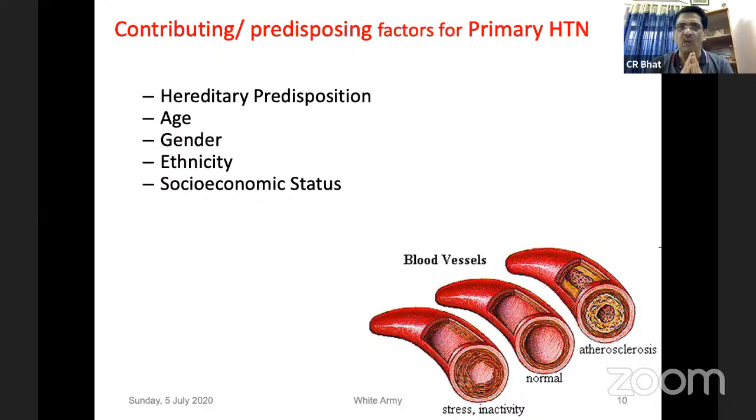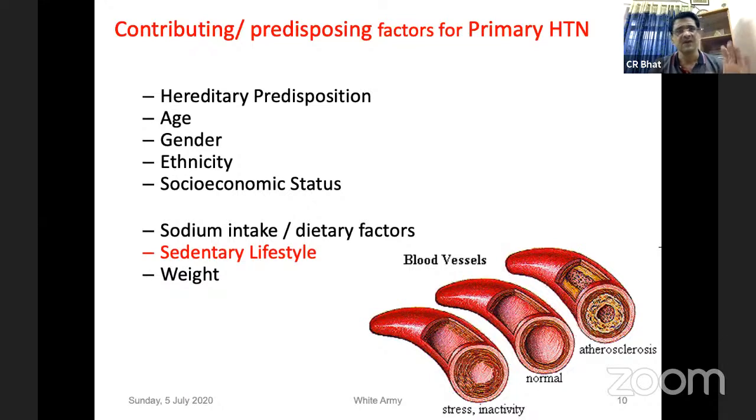We'll come back. Now, what are the contributing or predisposing factors for primary hypertension? I have told you about hereditary predisposition and advancing age. The prevalence of hypertension at the age of 20 may be 2 to 3%, less than 4%. At 60 it may be 30%, and at about 80 years it is higher still. We have already seen that. Then gender: males have a higher prevalence, and in women, after the postmenopausal period, the gender difference becomes equal. Ethnicity: blacks have more hypertension than whites. Socioeconomic status is also implicated. Hereditary predisposition, age, gender and ethnicity are not modifiable.